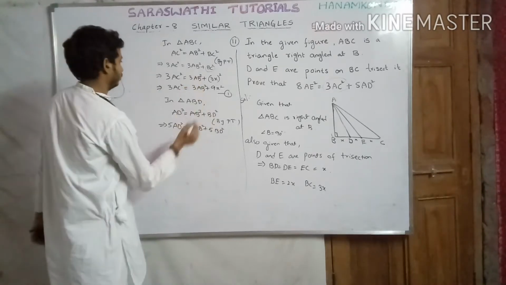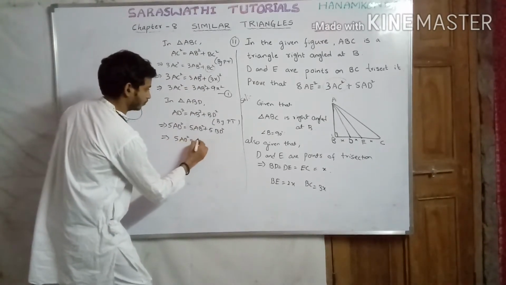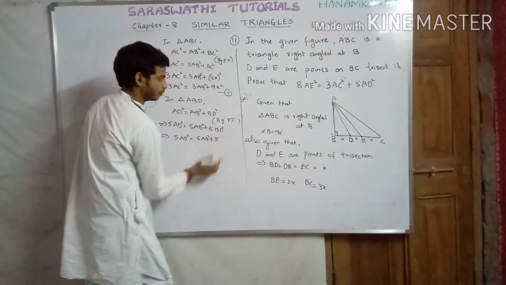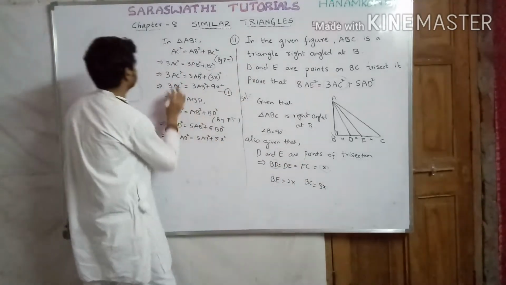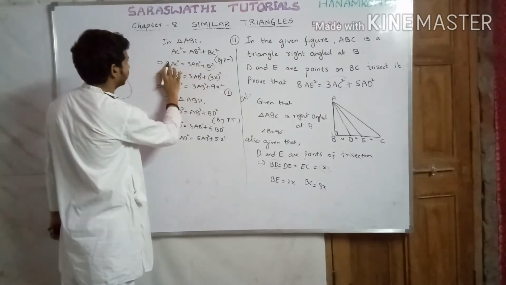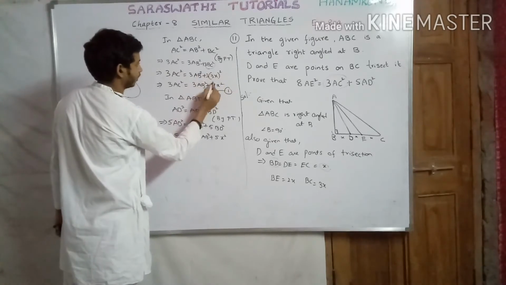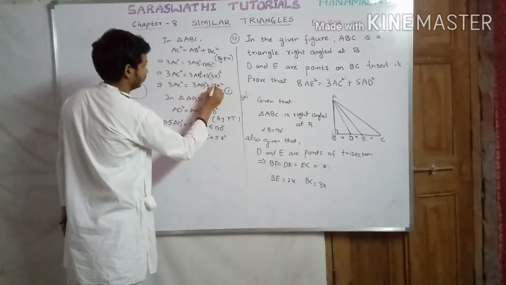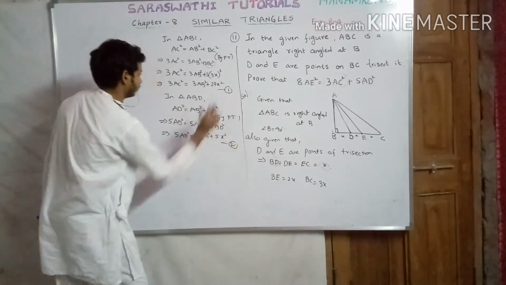It implies 5AD square equal to 5AB square plus 5 into BD square, that means BD value here is X, that means 5X square. So here also 3AC square, that means 3AB square plus 3 into BC square, that means 3 into 3X square. So 3 square is 9, 9 times 3 is 27X square. So it is 27X square. This is the second equation, and that was the first equation.